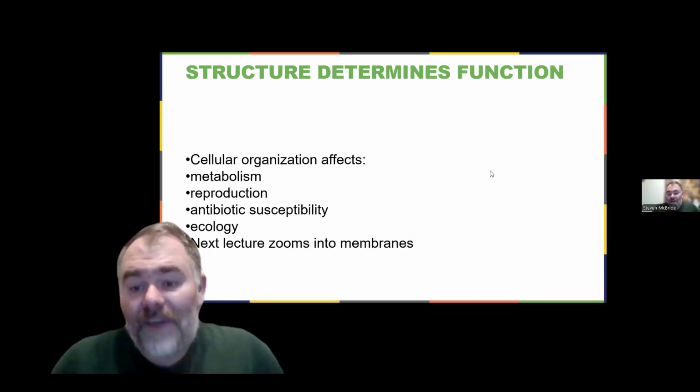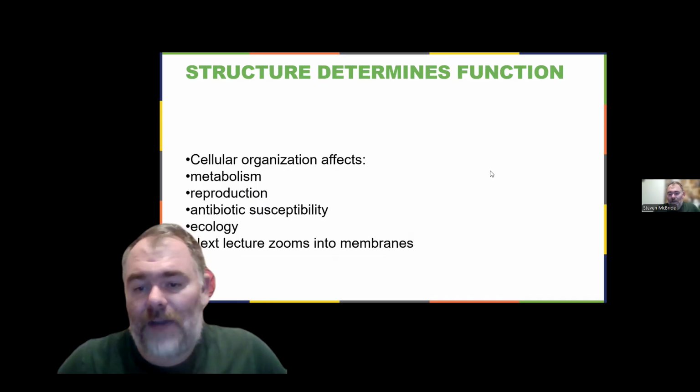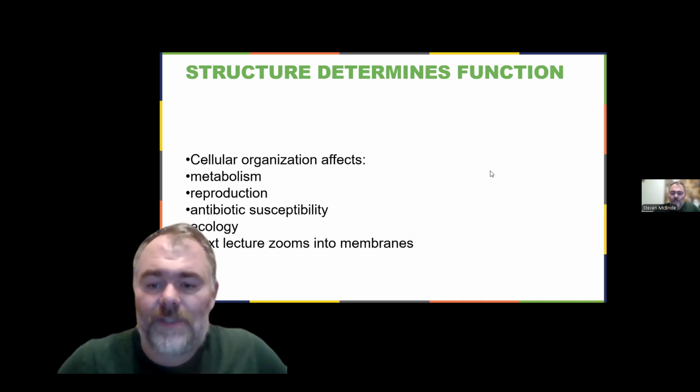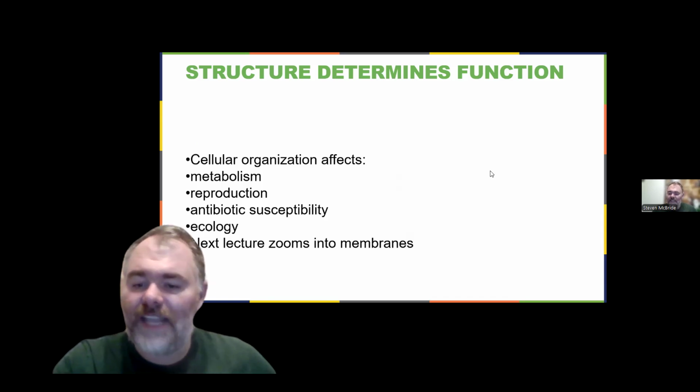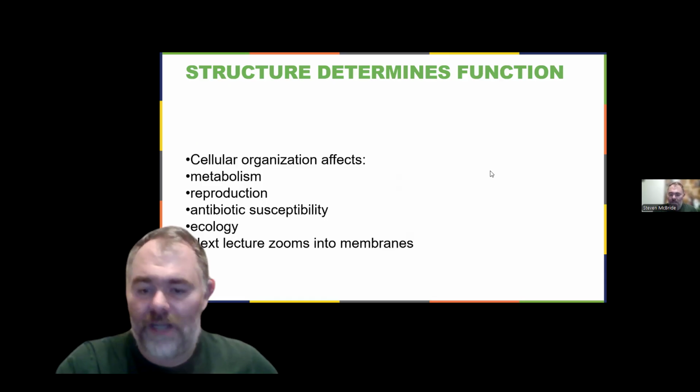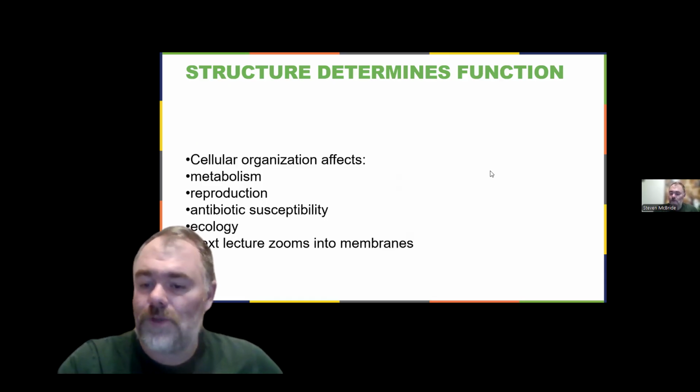This final slide highlights one of the central ideas in microbiology. Structure determines function. The organization of a cell influences how it acquires nutrients, how it reproduces, how it interacts with the environment, and even how it responds to antibiotics. Understanding cellular structure helps explain why microbes behave differently from one another. In the next lecture, we'll zoom in on one structure shared by all cells, the plasma membrane, the boundary that separates life from the outside world.